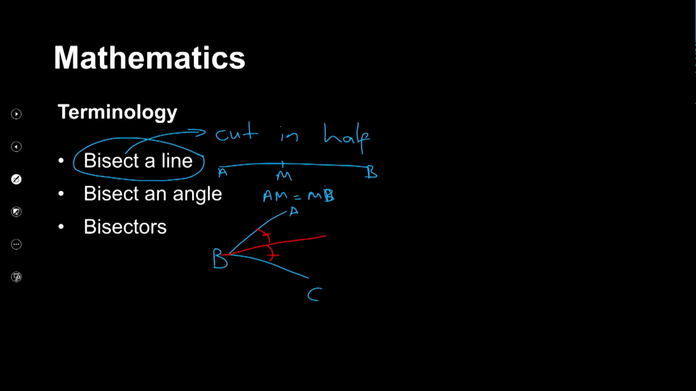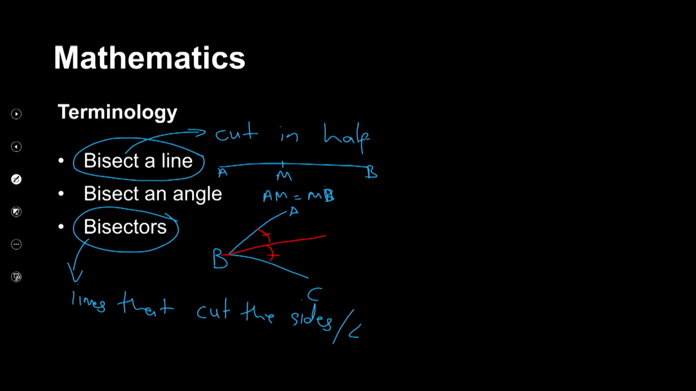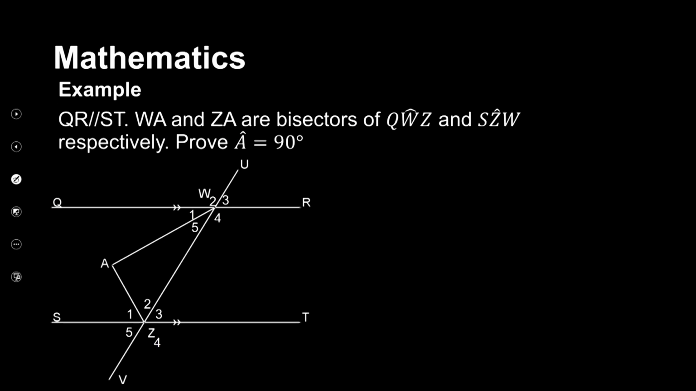And then lastly, we have what we call bisectors. These will be the lines that cut the sides or angles in half. So if I say this is an angle bisector, I'm saying that's a line that cuts those angles into two equal parts.